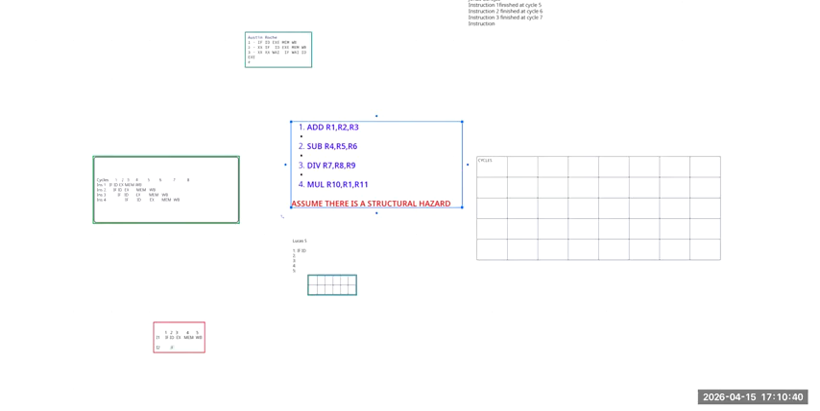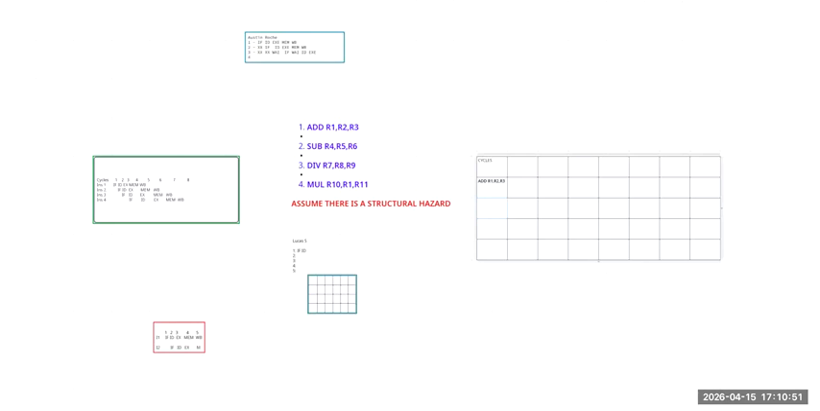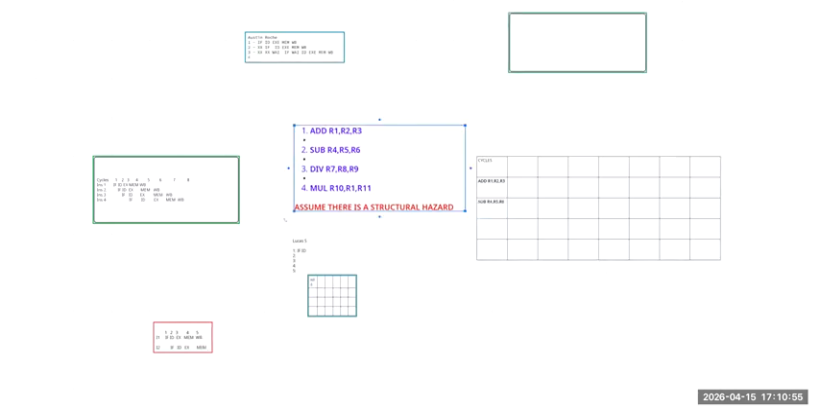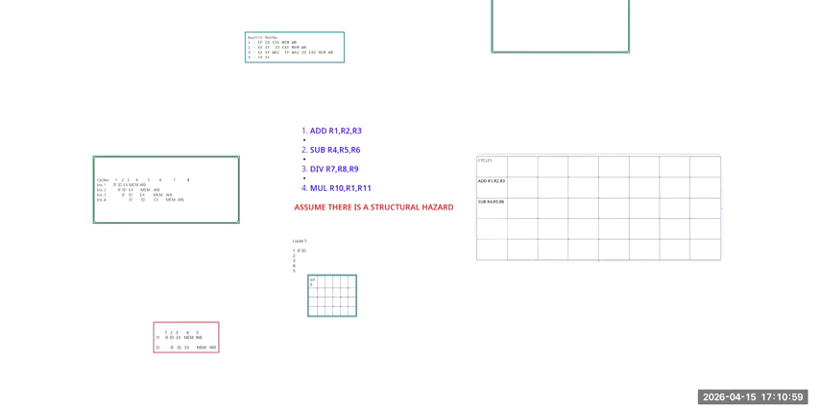Control C, paste it here. Control V. Second instruction, Control C, paste it here. Control V. Third one. Here the register file is accessing, so be focused on the register file. And assume there is a single instruction memory only, single memory only.